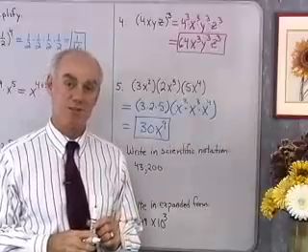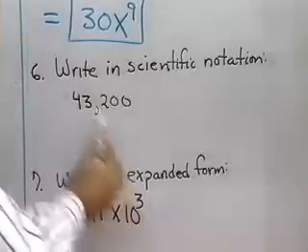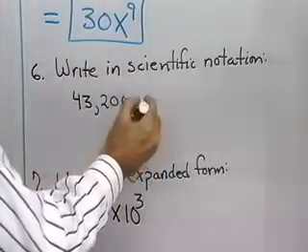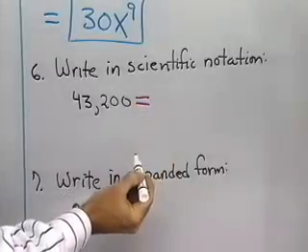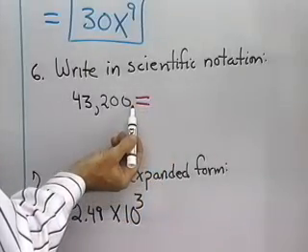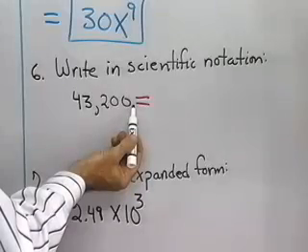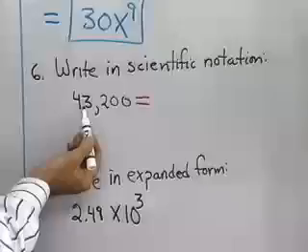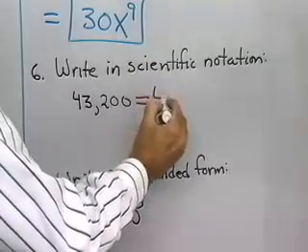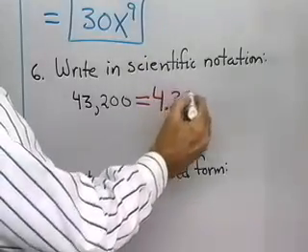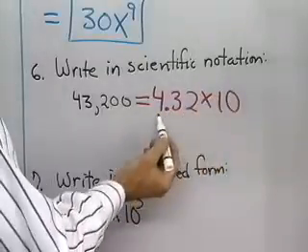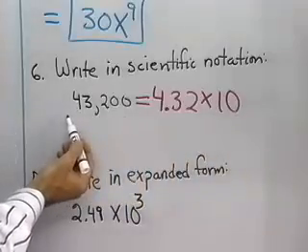Let's turn our attention now to scientific notation. I want to write this number right here in scientific notation. Scientific notation always starts with a number between 1 and 10. Here's my decimal point right here. It's not written, but that's where I assume it is. I need it to be right here so that I have a number between 1 and 10. So I'm going to write this as 4.32. There's my decimal point, times a power of 10 that will make this number equal to this number.